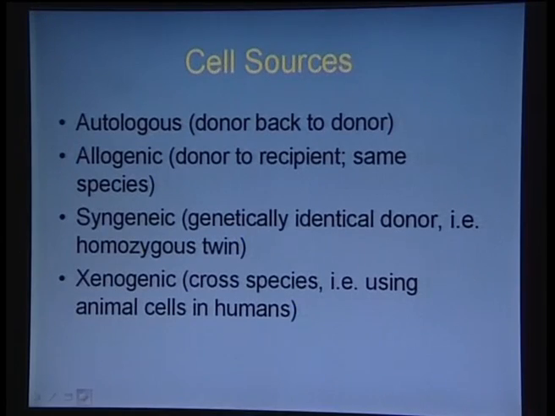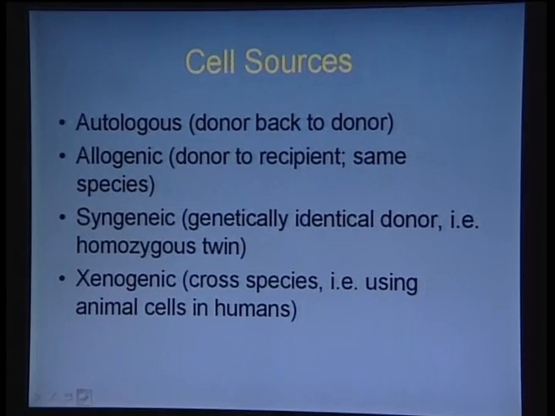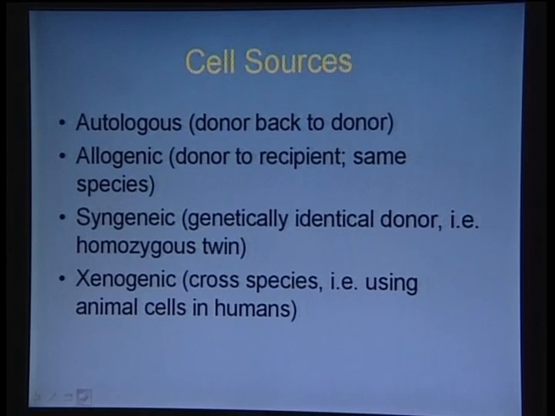Allogenic means donor to recipient, same species. Same species means human to human. If you know biology, the human species is Homo sapiens. Then syngenic means genetically identical donor, like a homozygous twin. And xenogenic means cross species, like using animal cells in a human. For example, you take some cells from a mouse or rat and try to put them into a human being. That is from one animal species to another, and it is called xenogenic. So, these are biological terms: autologous, allogenic, syngenic and xenogenic.